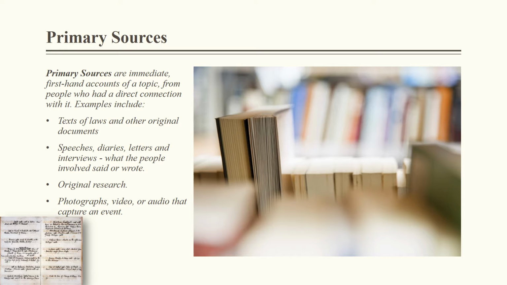So primary sources are immediate first-hand accounts of a topic from people who had a direct connection to it. Examples include texts of law, speeches, diaries, letters, and interviews, what the people involved said or wrote. So it's original research, photographs, videos, or audio that capture an event.